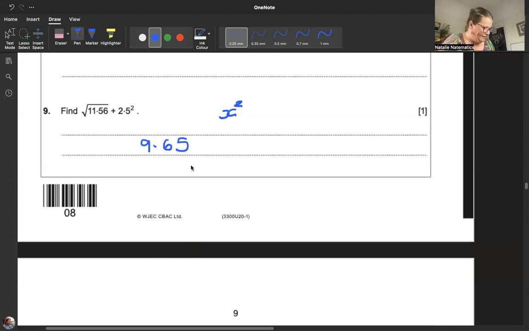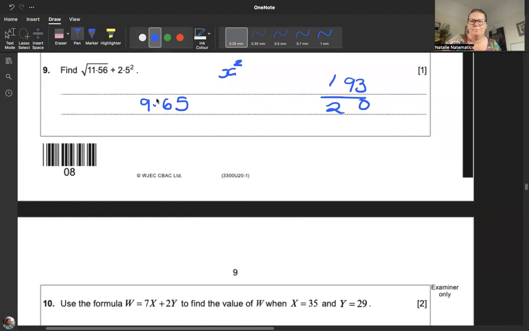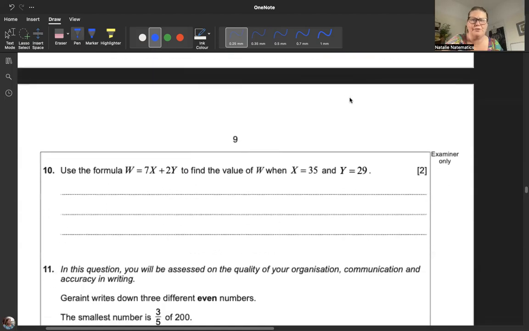In theory, I had 193/20 on my calculator. So if you got that, there's no reason why you couldn't put that. It doesn't specify it has to be a decimal or whatever. So either of those. I'd prefer the decimal, but if you did that, you should get the marks, I would have thought.